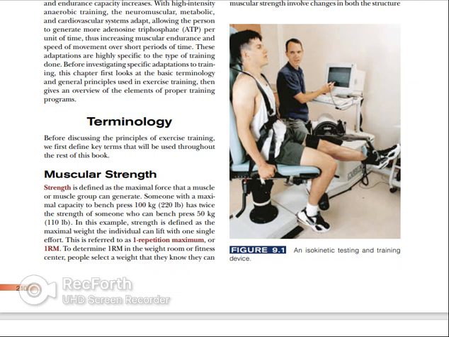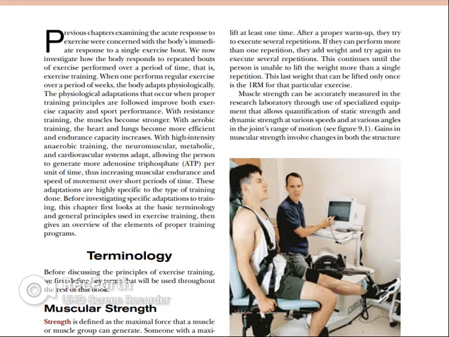To determine 1 RM in the weight room or fitness center, people select a weight that they know they can execute several repetitions with. If they can perform more than one repetition, they add weight and try again to execute several repetitions. This continues until the person is unable to lift the weight more than a single repetition. This last weight that can be lifted only once is the 1 RM for that particular exercise.